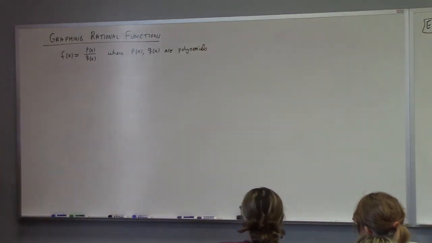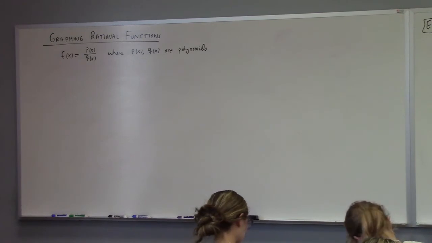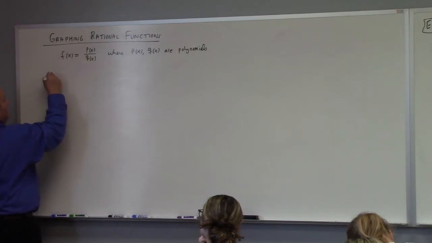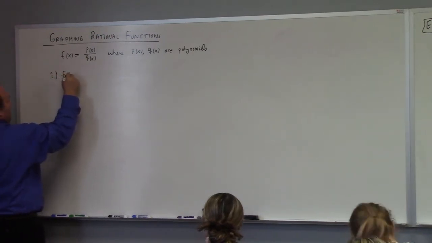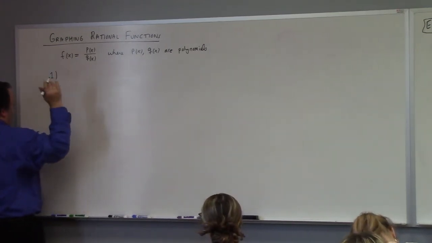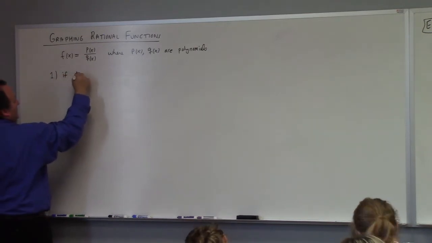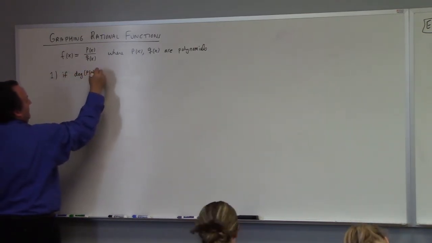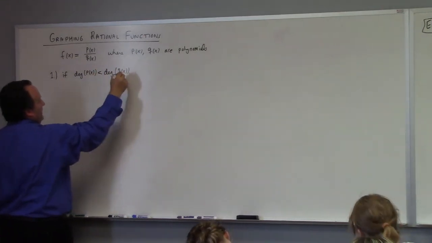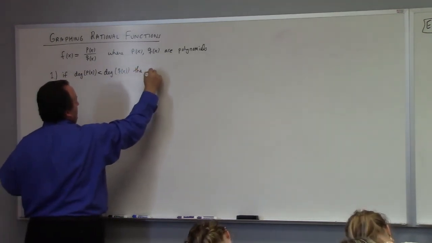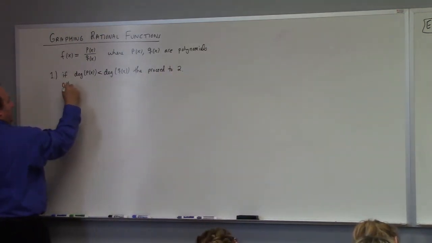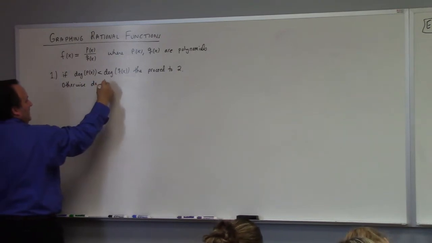All right. How do you graph a rational function? Well, the answer is a lot like we graphed polynomials. So what we want to do is step number 1, you want to factor. Well, there's a little bit more fine print here. If the degree of p of x is less than the degree of q of x, then proceed to 2. Otherwise, do long division.